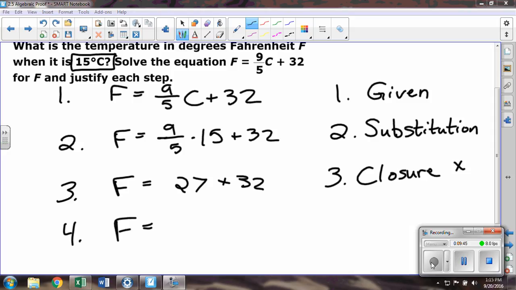From here, we need to actually add the numbers. 27 plus 32 gives us 59. Which property allows us to actually add numbers? That's closure again. When you actually add numbers, that's the closure property for addition. Actually multiply, it's closure property of multiplication.